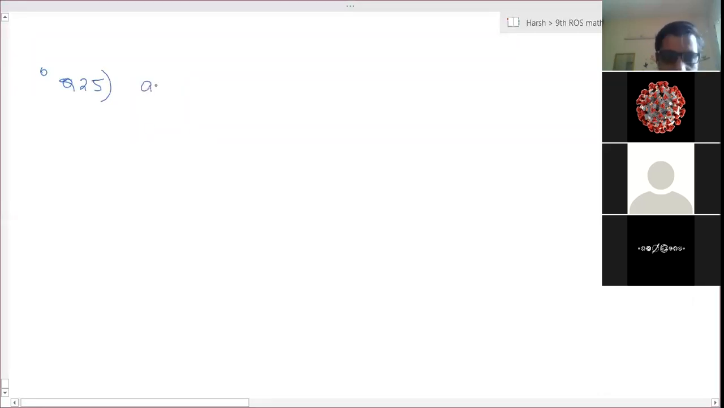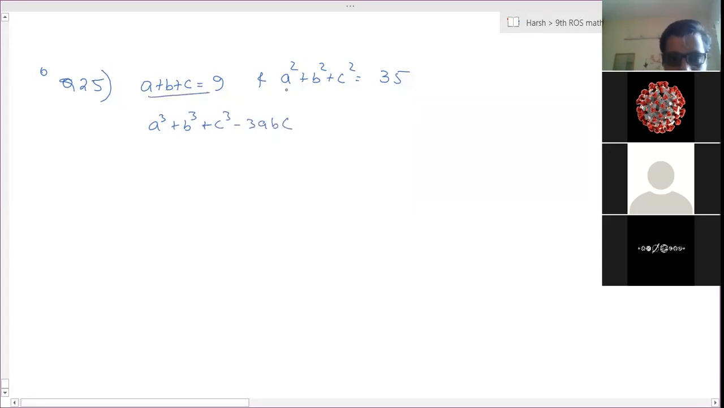So given is A plus B plus C is equal to 9. Just see, is this the same method you followed or some other method? A square plus B square plus C square is equal to 35. So you have to find the value of A cube plus B cube plus C cube minus 3ABC. This is the question, and these two things are given. You have to find the value of this.